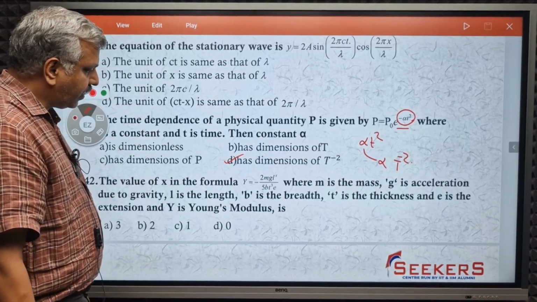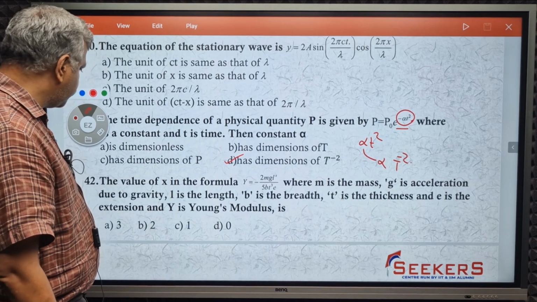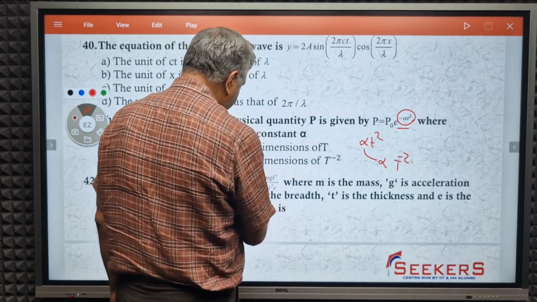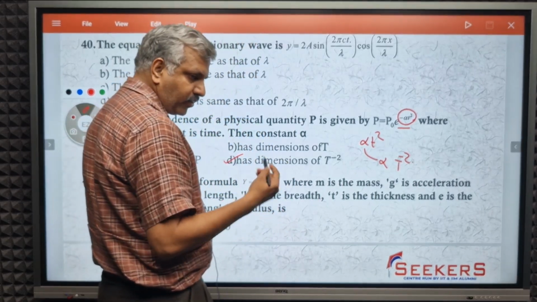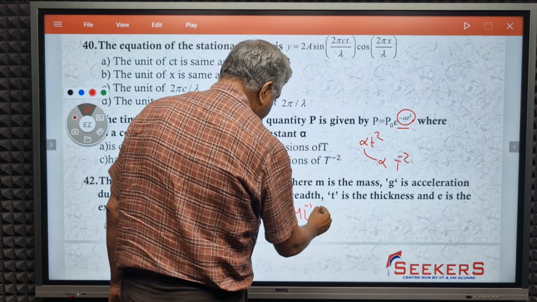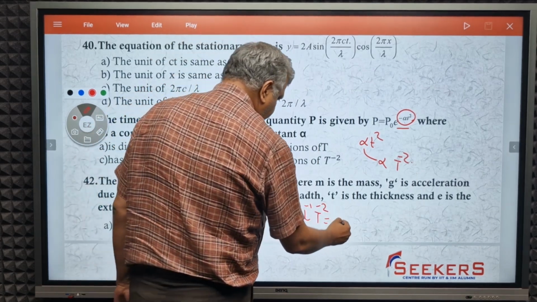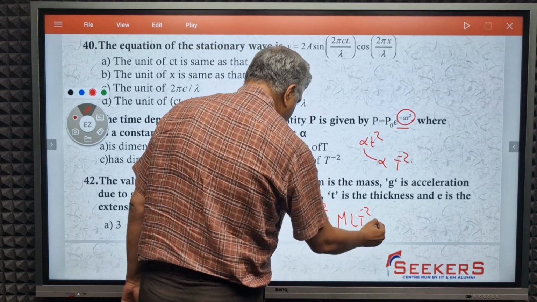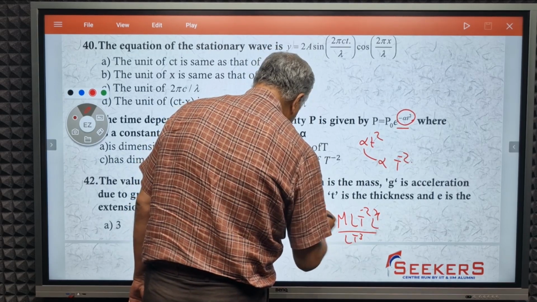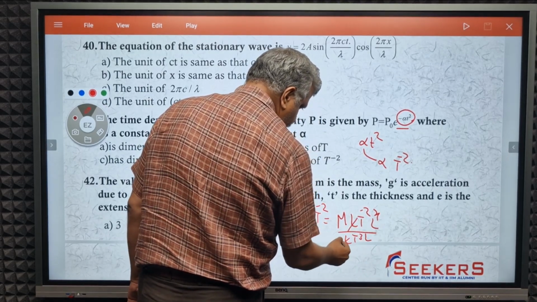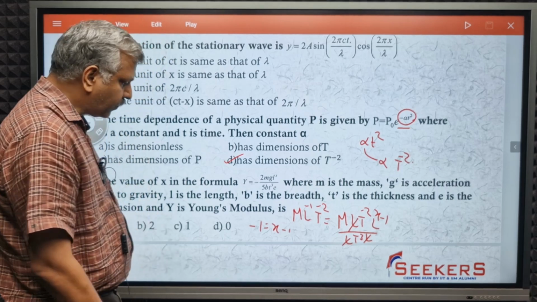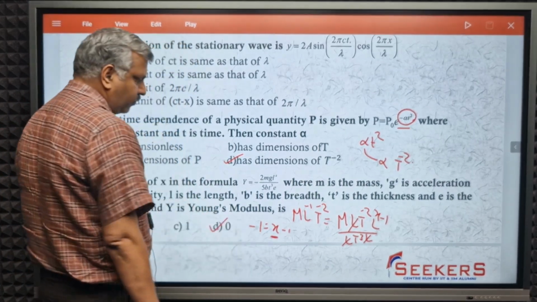The value of x in the formula y is equal to this much, where m is the mass, g is acceleration due to gravity and so on. They are asking you what is the value for x. The way I will do it is I will just substitute. First thing is y, Young's modulus, is stress upon strain. Strain has no dimensions, so this is the same as the dimensions of stress. So it will become M L power minus 1 T power minus 2 is equal to, on this side, M L T power minus 2 into L power x divided by L T power 3, again into extension L. When I cancel these two, this goes up and becomes x minus 1. So negative 1 is equal to x minus 1. From there I can say the value of x has to be equal to 0.